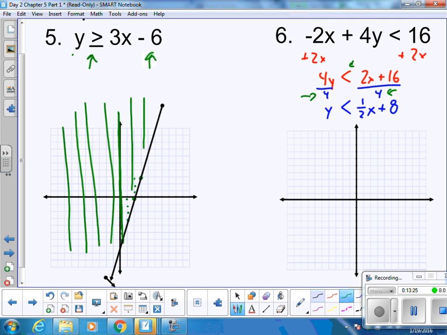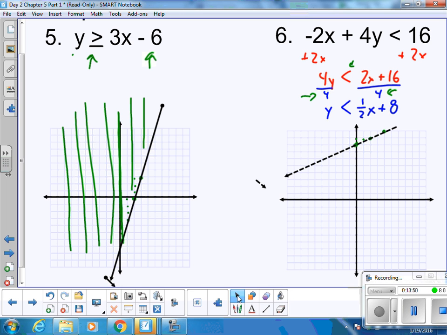1, 2, 3, 4, 5, 6, 7, 8. So my slope-intercept is at 8. My slope is half. So it rises 1, runs 2. Rises 1, runs 2. And I notice my line is going to be dashed because the line is not part of the solution here. It is going to be a dashed line.